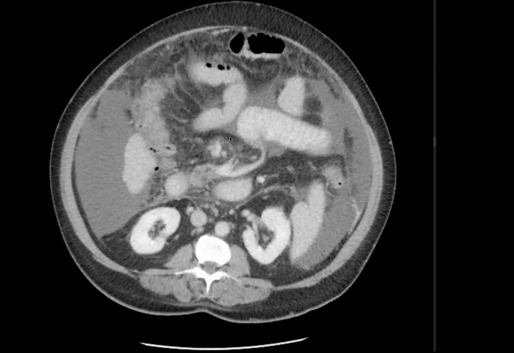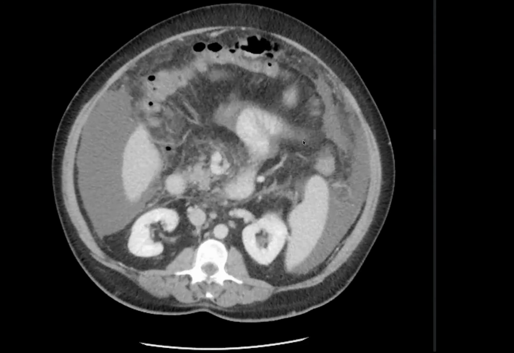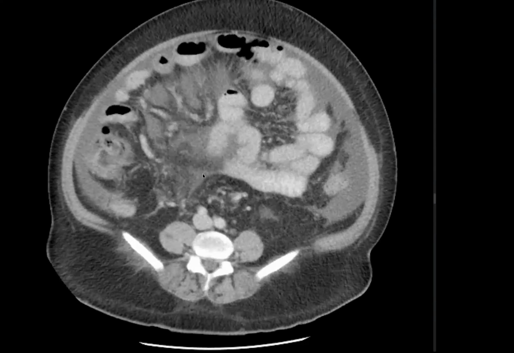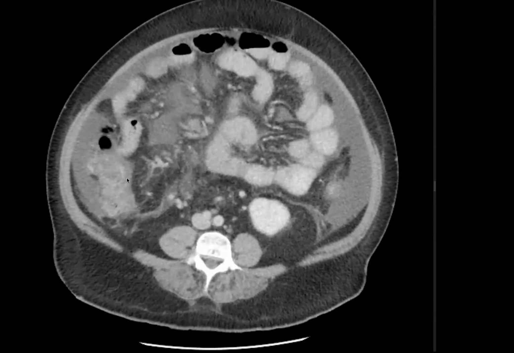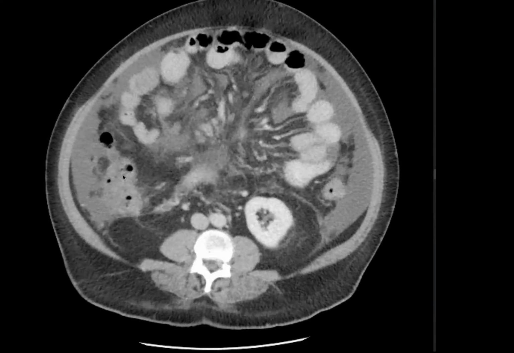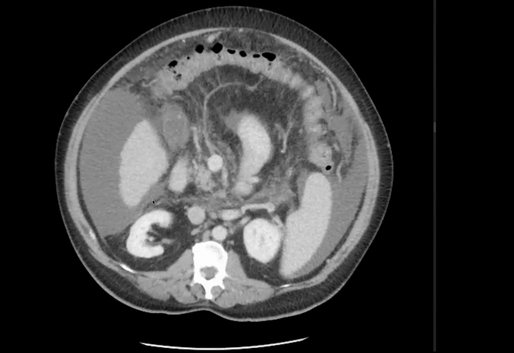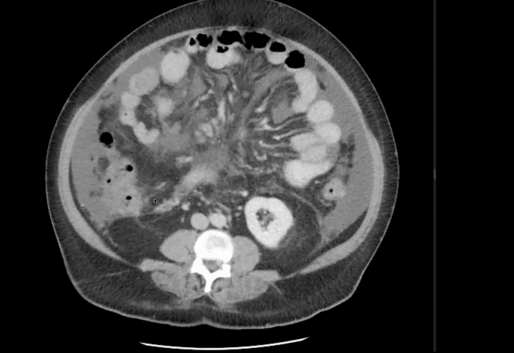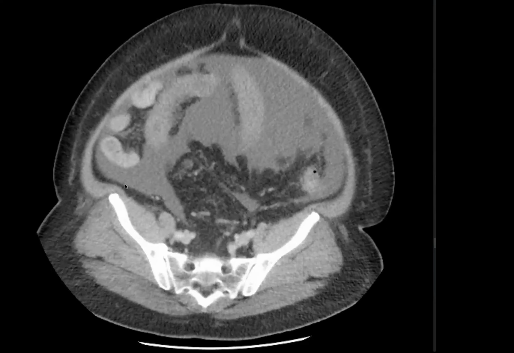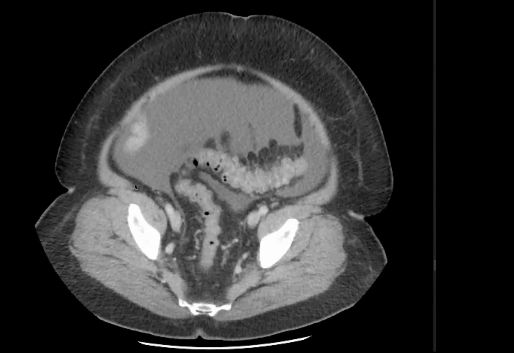Yes, it appears edematous. I can see there are multiple diverticuli involving the transverse colon. Here I can see the bowel loops appear thickened with surrounding fat stranding. Which bowel loop? The ascending colon and sigmoid colon. I am looking for the appendix.